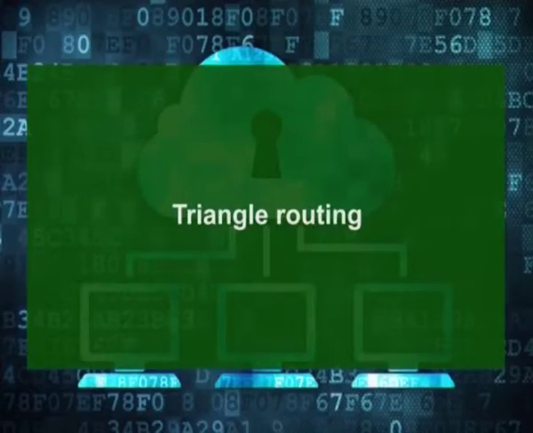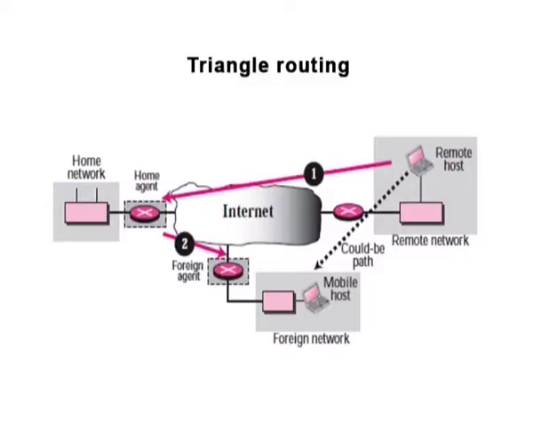Triangle routing. Triangle routing occurs when the remote host communicates with the mobile host that is not attached to the same network or site as the remote host. When the mobile host sends a packet to the remote host, there is no inefficiency. However, when the remote host sends a packet to the mobile host, the packet goes from the remote host to the home agent and then to the mobile host. The packet travels the two sides of a triangle instead of just one side.